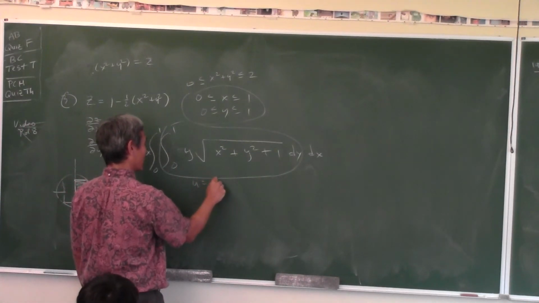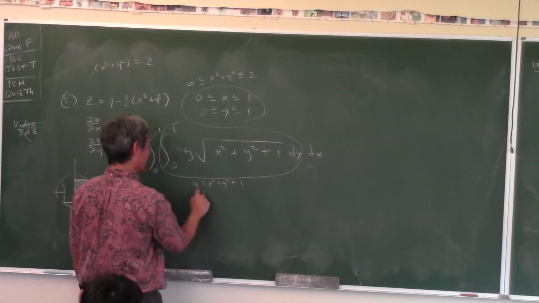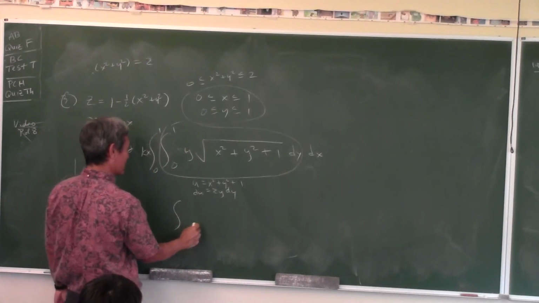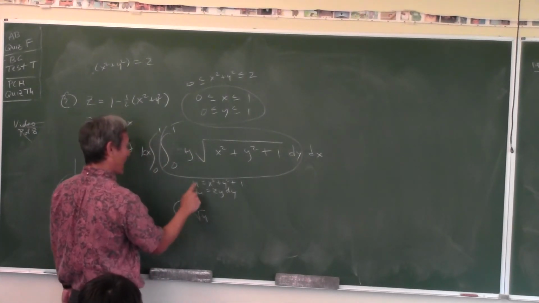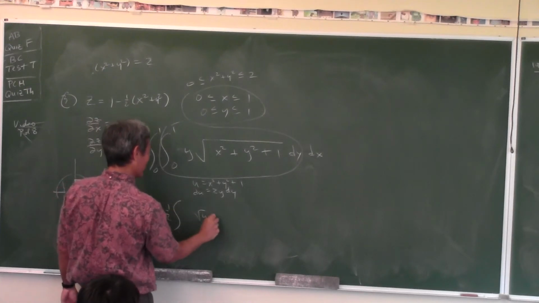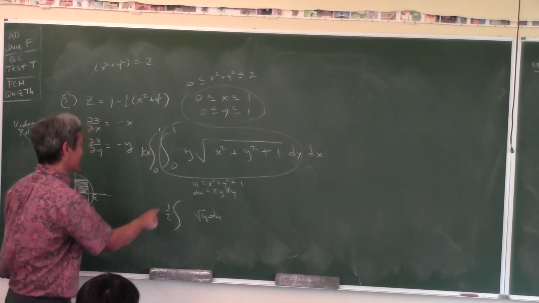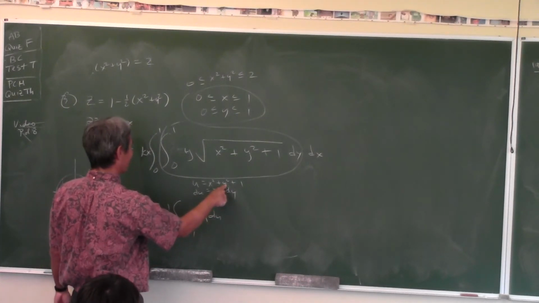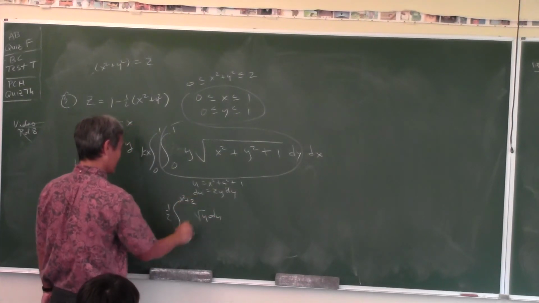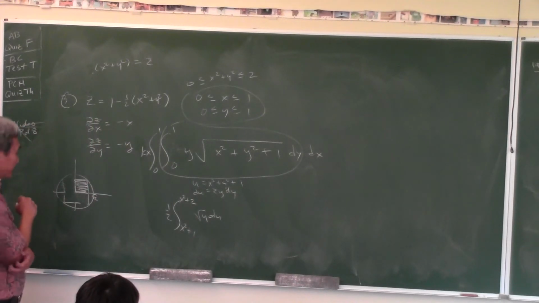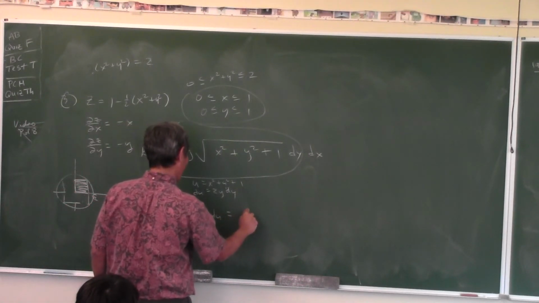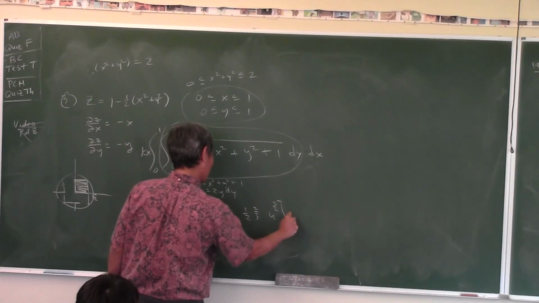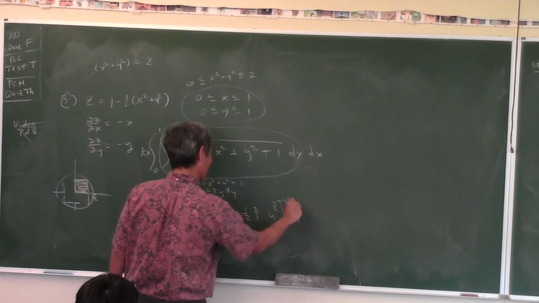u equals x squared plus y squared plus 1. du equals 2y dy. So this integral is the square root of u, and y dy is 1/2 du. And what are my new limits of integration? If I plug in 0 for y, you get x squared plus 1. If I plug in 1 for y, you get x squared plus 2. Those are your limits. So that equals 1/2 u to the 3/2 with the 2/3 in the front, from x squared plus 1 to x squared plus 2.